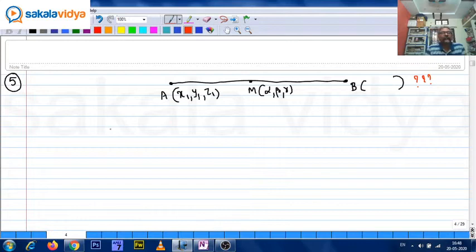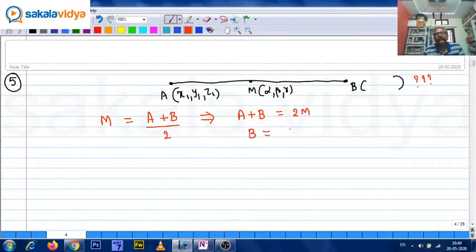So we can write M equals (A plus B) by 2. Use the matrix concept, no problem. A plus B by 2. So now we get, in vector concept also, A plus B equals 2M. Now we need to find B. B equals 2M minus A. That means we multiply the midpoint by 2, giving 2 alpha, 2 beta, 2 gamma, and subtract x1, y1, z1.